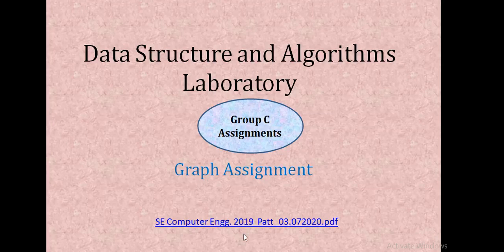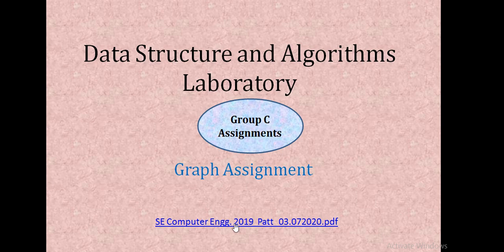Hello everyone. Today we are going to see the next assignments from our Data Structures and Algorithms laboratory. Previously we have completed the Group A and Group B assignments, which depend upon hashing and trees. Today we will see the Group C assignment, which depends on Unit 3, hashing.